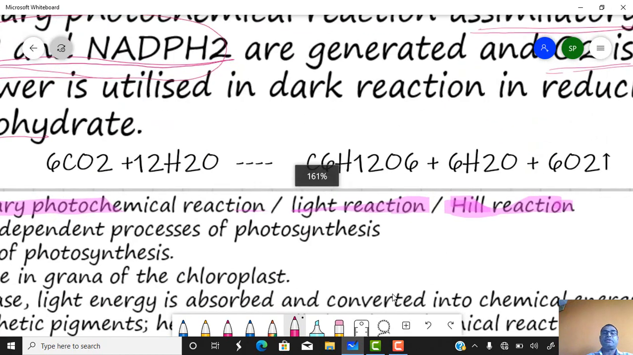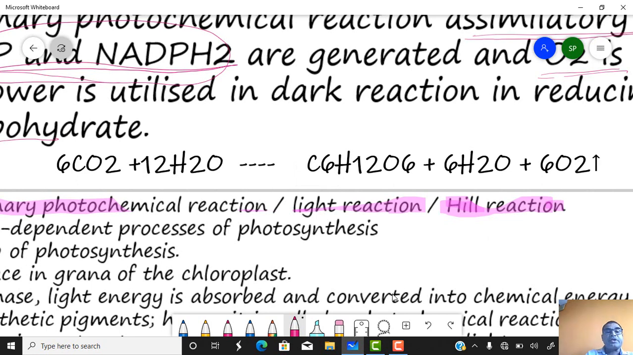If you see this equation once again, in the light reaction there is a breaking down of the water molecule, which is called photolysis of water. If you see the definition, photosynthesis is an oxidation reduction reaction where the water molecule is oxidized, that means removal of hydrogen, and CO2 is reduced, that means addition of H2 to the carbon dioxide.